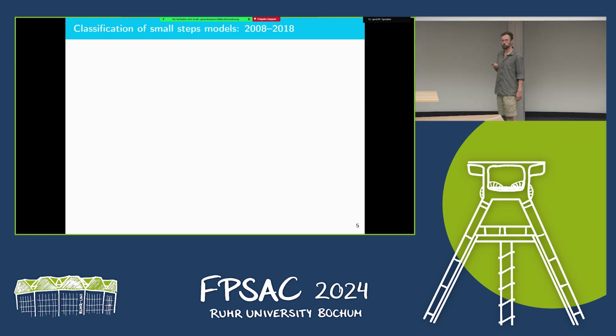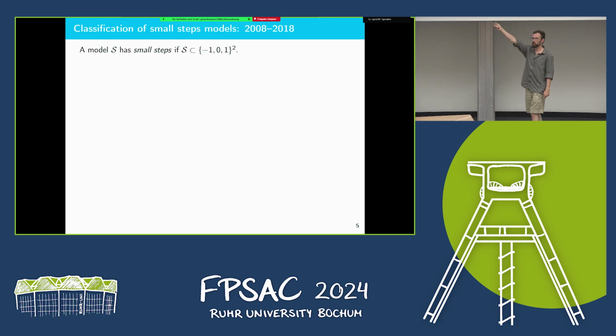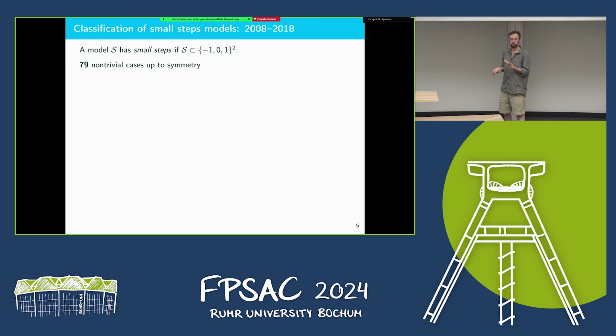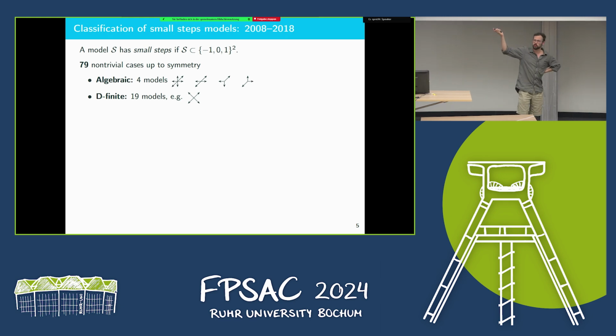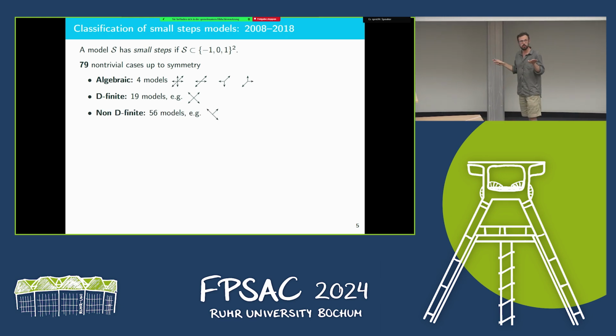As an example, I show you what was completed in 2018 for the small steps, which are models of walks whose steps are small. We perform some enumerative combinatorics to eliminate the trivial cases, regroup them by symmetries, etc. And you find that 4 of these models give algebraic generating functions. These are these 4 ones. 19 are D-finite. I showed you one as an example. And all the remaining models are non-D-finite, not solutions to any differential equation. So they are really hard.